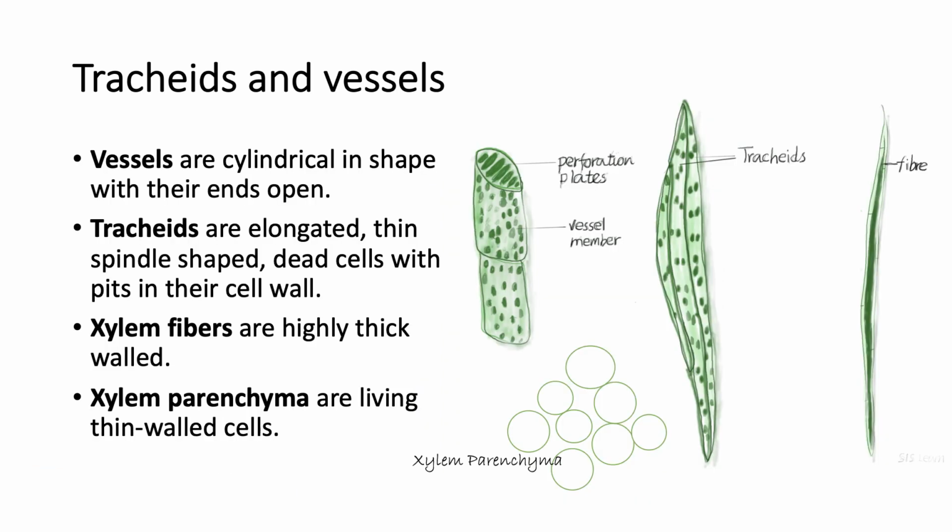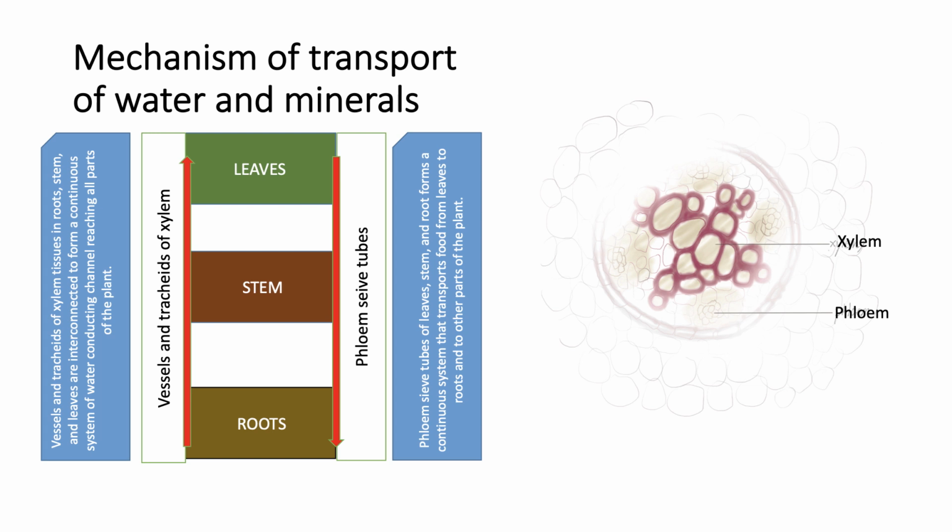Vessels are cylindrical in shape, with their ends open. Tracheids are elongated, thin, spindle-shaped, dead cells, with pits in their cell wall. Xylem fibers are highly thick-walled. Xylem parenchyma are living, thin-walled cells. Vessels and tracheids of xylem tissues in roots, stem, and leaves are interconnected to form a continuous system of water-conducting channel reaching all parts of the plant.